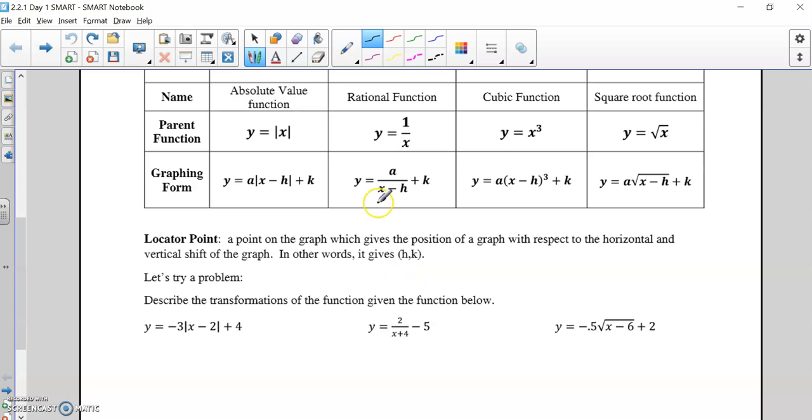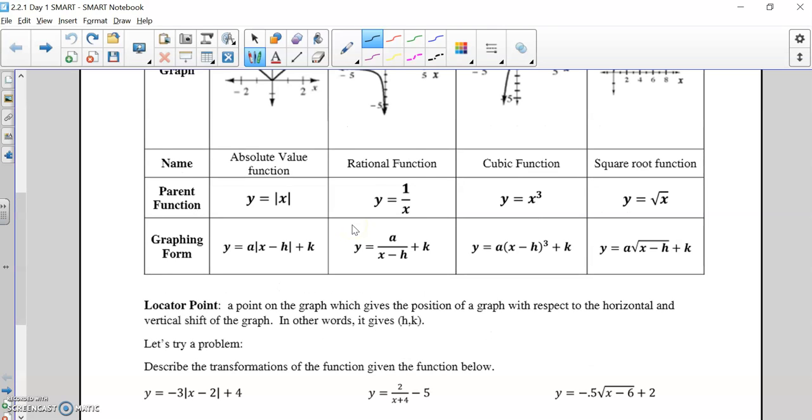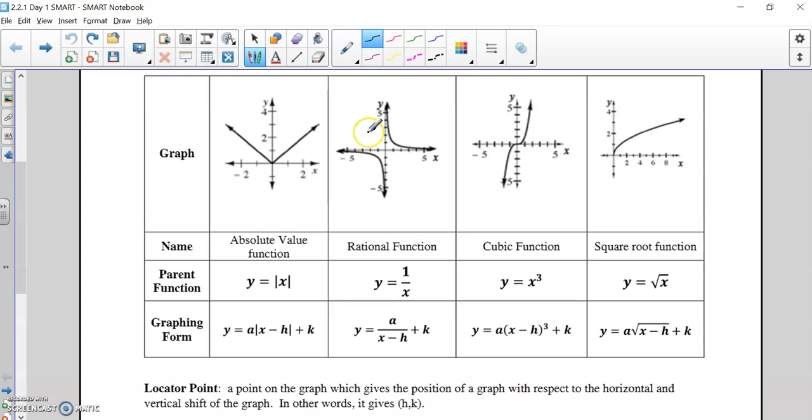So, when we talk about these, we have to use something called a locator point. That is the point of the graph that we use to move it left and right or up and down. So on each of these functions, there is a special locator point, and we are going to identify all of them. On the absolute value, it is this one right here, (0, 0), that is the vertex. On the parabola, the vertex is the locator point. On the rational function, it's actually where the asymptotes intersect. So here, our locator point is also (0, 0).